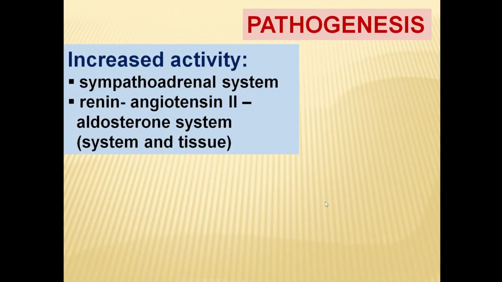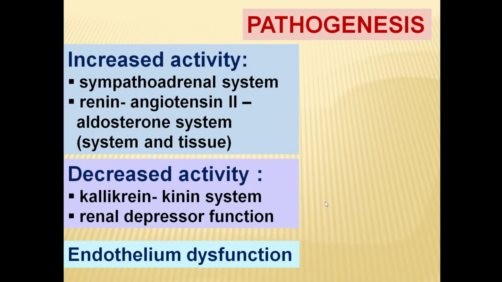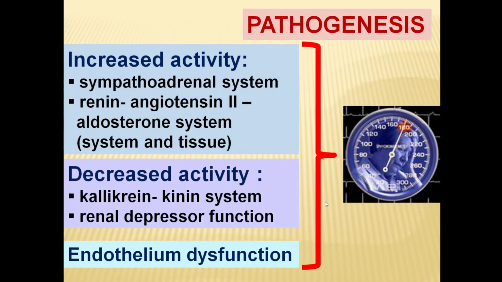Pathogenesis. Blood pressure increases due to increased activity of the sympathoadrenal system and the renin-angiotensin-aldosterone system. In other words, I told you about the increased activity of pressor mechanisms. When the activity of depressor factors decreases, there is decreased activity of the kallikrein-kinin system and renal depressor function. Plus endothelial dysfunction, non-adequate response in any situation, and we have a patient with high blood pressure.